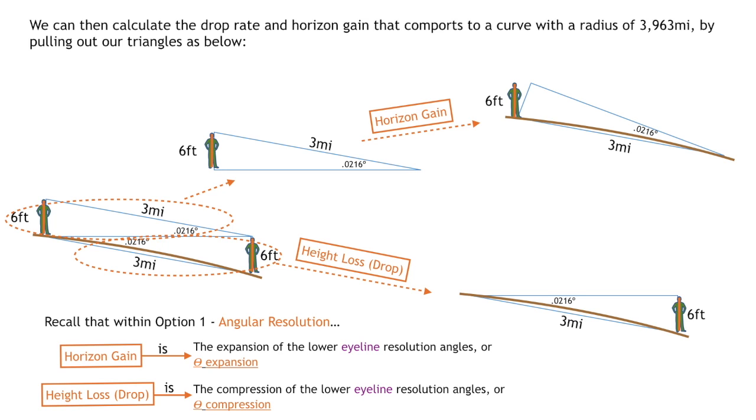So if I now deconstruct these triangles that we used to get the curvature rate, we can get either a horizon gain or a height loss or drop rate. So recall that within option 1 of the angular resolution, horizon gain is nothing more than the expansion of the lower eyeline resolution angles, or theta expansion. And the height loss or drop is nothing more than the compression of the lower eyeline resolution angles, or the theta compression.